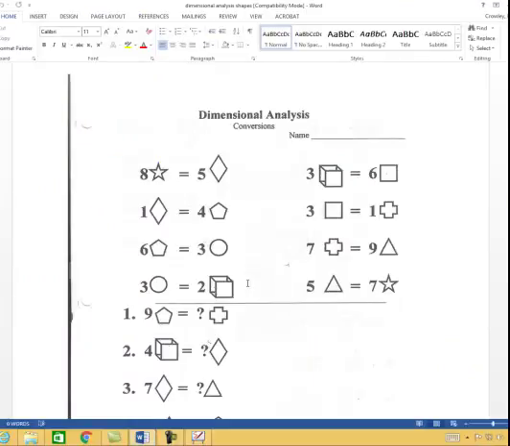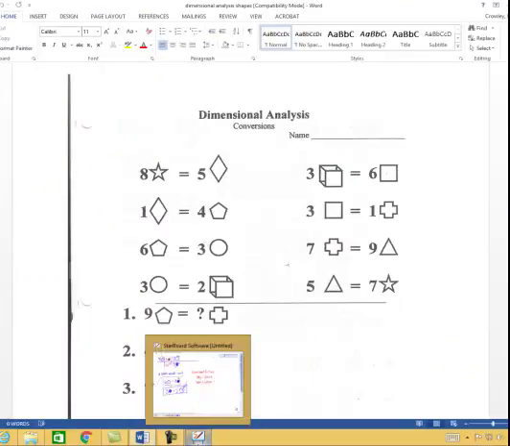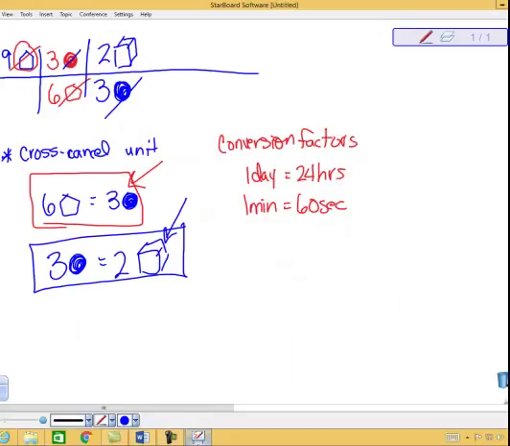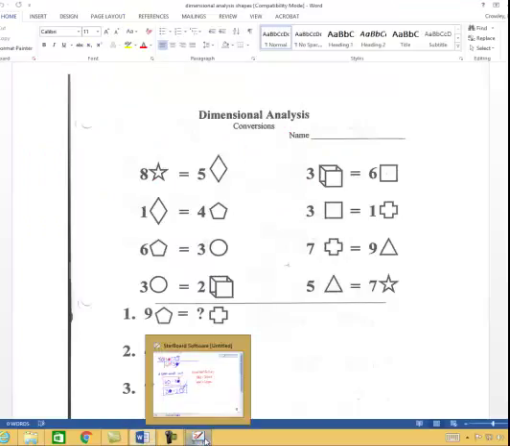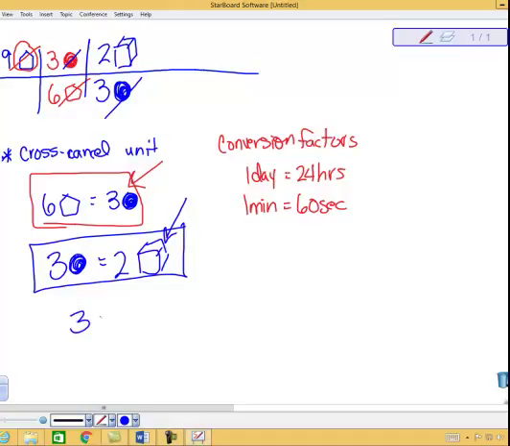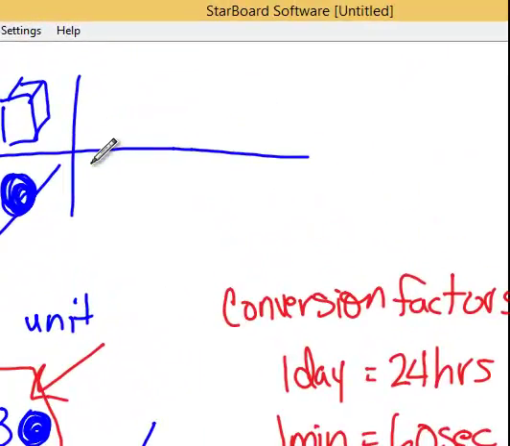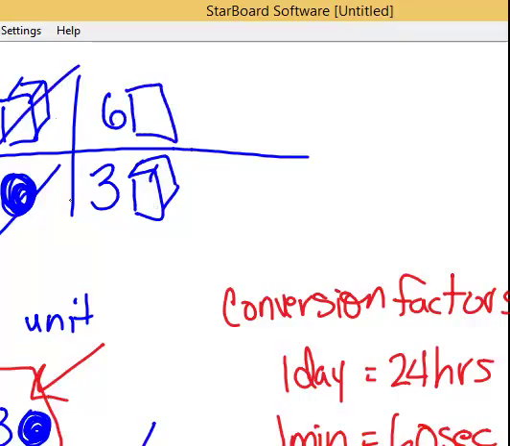Alright, let's find another conversion factor. 3 boxes is equal to 6 squares. Let's get that. So, one more time. 3 boxes equal to 6 squares. Like that. Alright, cross-cancel those dang boxes. So, down here you see it. 3 boxes. So, hold on. 3 boxes is equal to 6 squares. Do you see how I lined up the boxes so that they cross cancel?